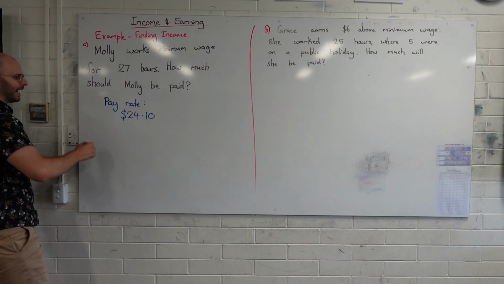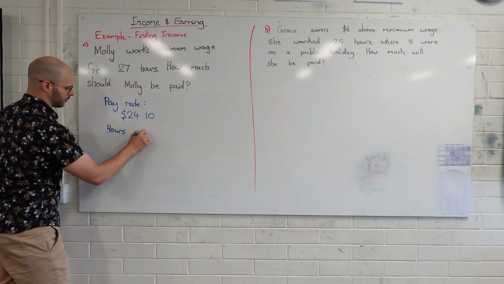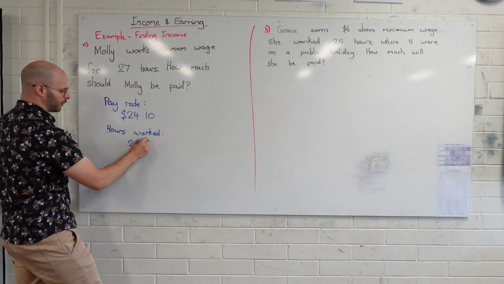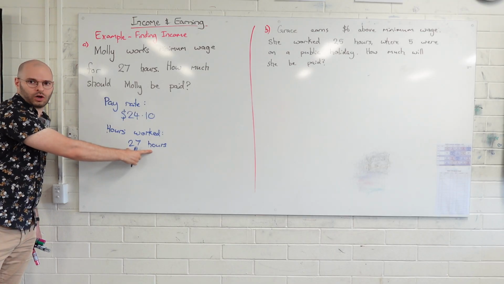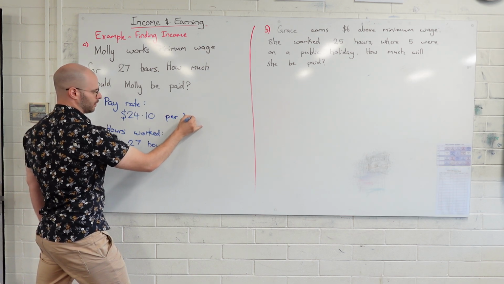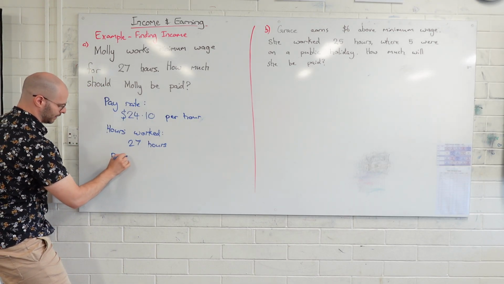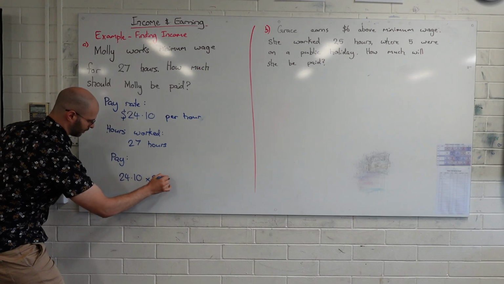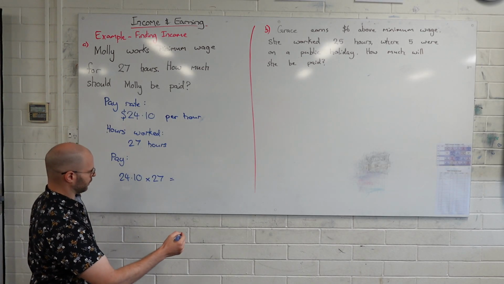Next, we need to find out how many hours were worked. Well, the hours worked were 27. So if we're going to calculate how much money Molly should be paid, because this is a wage, we have to multiply the unit of time worked by the amount of money paid per hour. So this is $24.10 per hour. Putting this together, expected pay is going to be $24.10 multiplied by 27. You can throw this in your calculator for me. Jacob? It'll be $620.70.